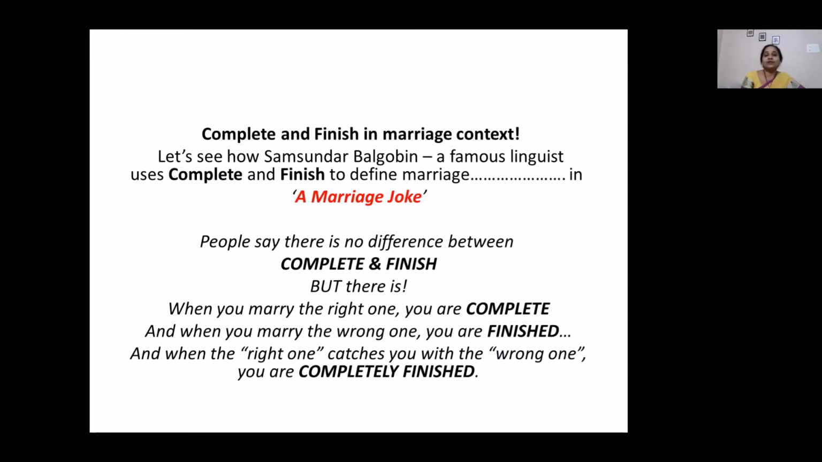Okay. So these two words are used in a funny way in marriage context. Let's see how Sam Sundar Balgobin, a famous linguist, uses complete and finish to define marriage in a marriage joke. Let us see. People say there is no difference between complete and finish, but there is. When you marry the right one, you are complete. And when you marry the wrong one, you are finished. And when the right one catches you with the wrong one, you are completely finished. This is in a funny way. A linguist has depicted these two words, complete and finish.